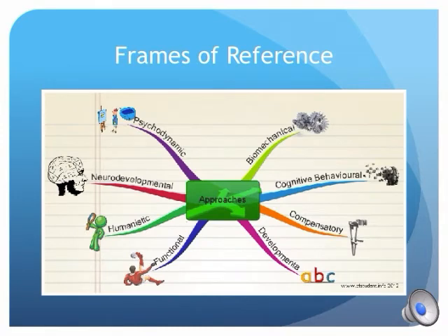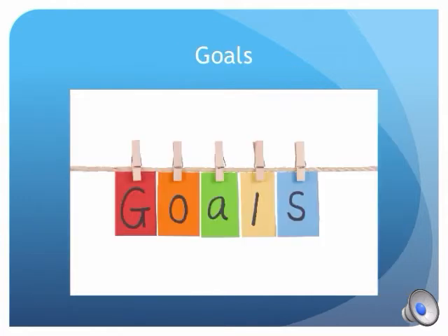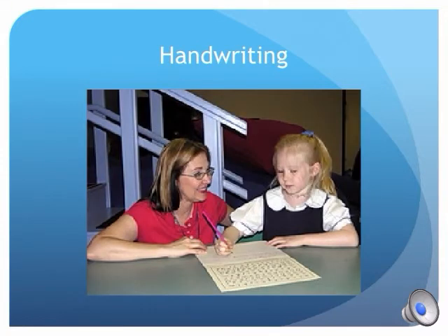F is frames of reference. Frames of reference are the basis for the approach an OT takes towards treatment planning. The type of setting an OT works in and the different types of patients and how they present will determine the frame of reference used for evaluation and interventions. G is goals. Goals are important for the OT and the patient to plan and meet so progress can be noted and discharge can be achieved.